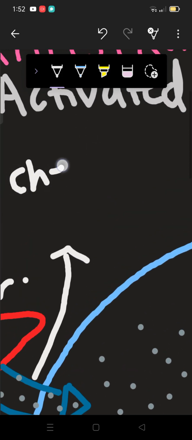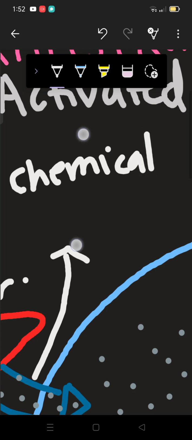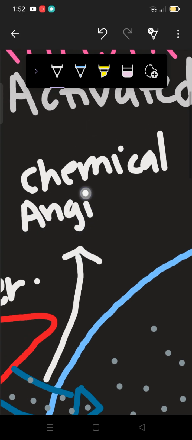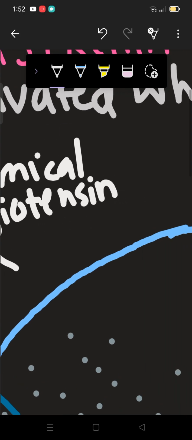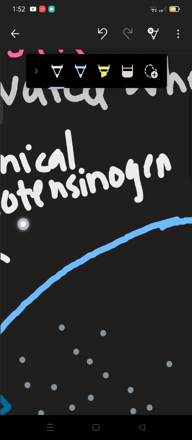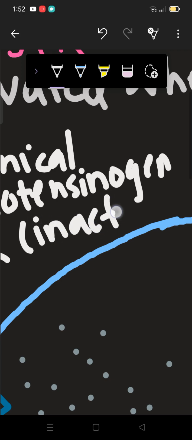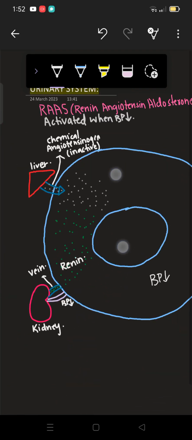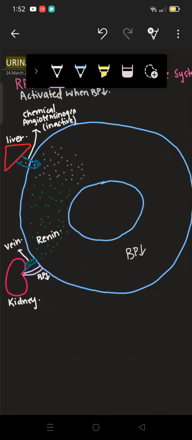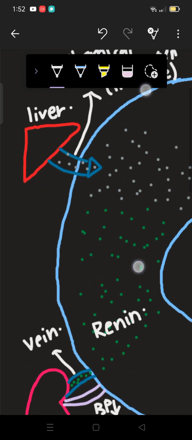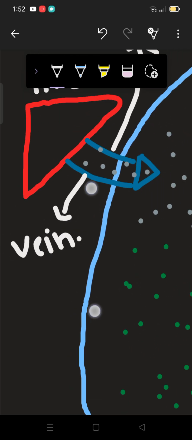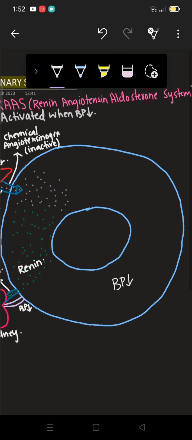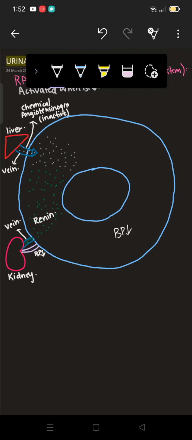Alright, I should write here as well. It will produce one chemical which is known as angiotensinogen, and this is inactive. So it will produce one chemical, angiotensinogen, and this is inactive, while this is the vein by which it is produced. Now we do have angiotensinogen. Now again it will go to the heart, and again it will be pumped out.